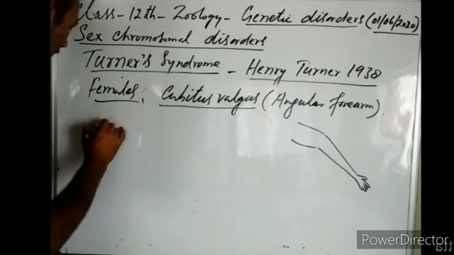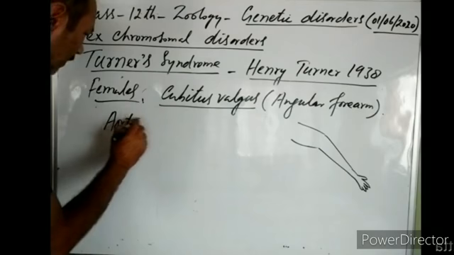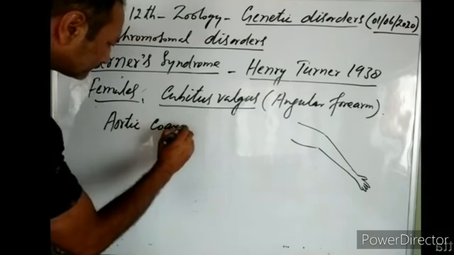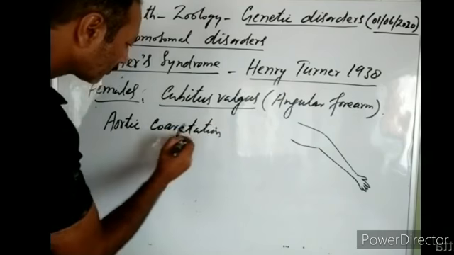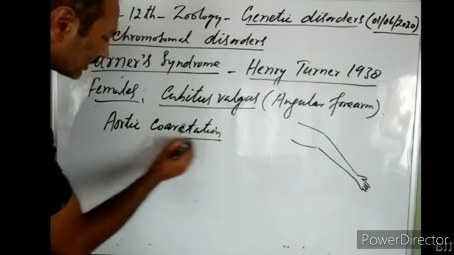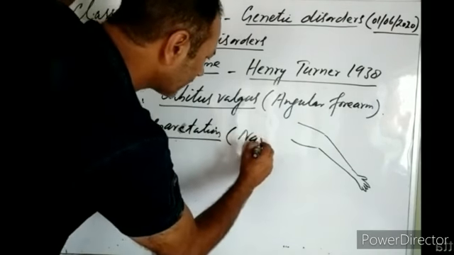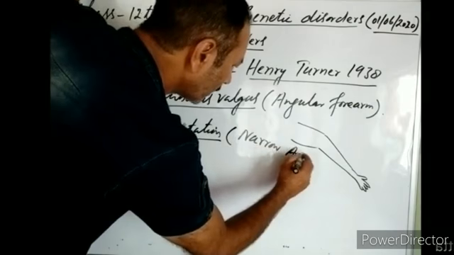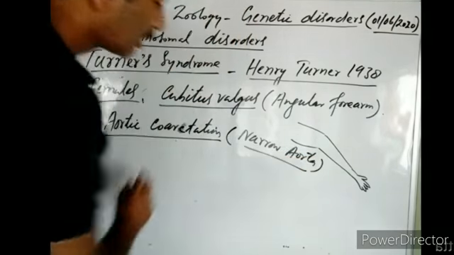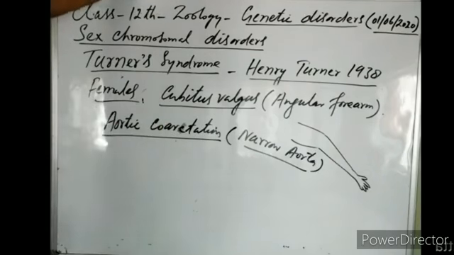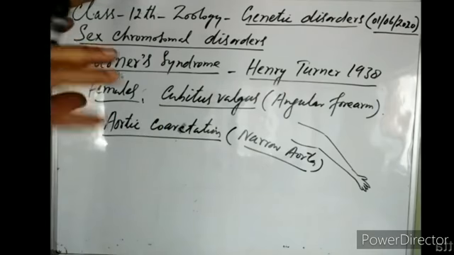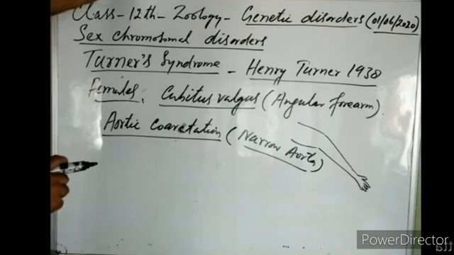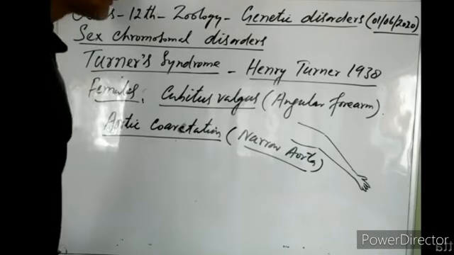They may suffer from aortic coarctation. What is aortic coarctation? It means narrowing of the aorta. They have got a narrow aorta. You know, the aorta is the largest artery of our body. But in these females, this aorta is not broad, it is narrowed, impairing and reducing the blood supply to different body parts, right? So they suffer from aortic coarctation.